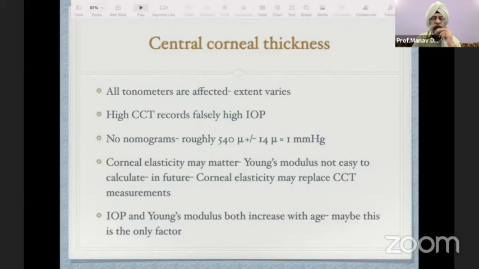Corneal elasticity is very important, and it may prove a very important factor. This may replace central corneal thickness measures once its measurement becomes easier and financially viable for doctors. It is well known that as age advances, not only does the intraocular pressure rise, but also the Young's modulus, which is a measurement of corneal elasticity, increases. So maybe this increase that we call an increase with age may simply be a matter of biomechanical properties rather than an increase with age.